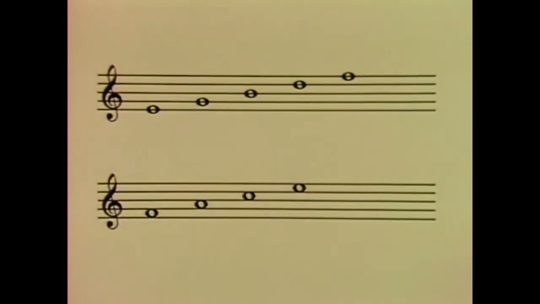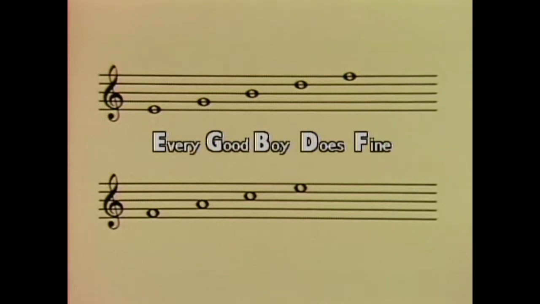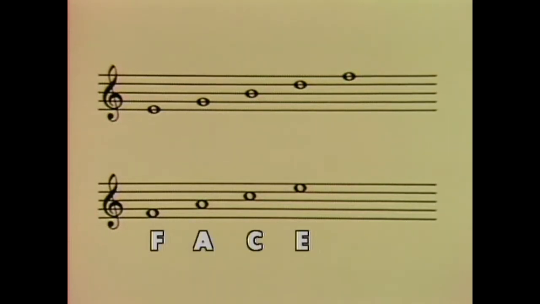Moving to the treble clef, the notes on the lines are E, G, B, D, and F. And the memory aid for that is Every Good Boy Does Fine. And the spaces represent F, A, C, and E, which spells FACE and makes this probably the easiest to remember.